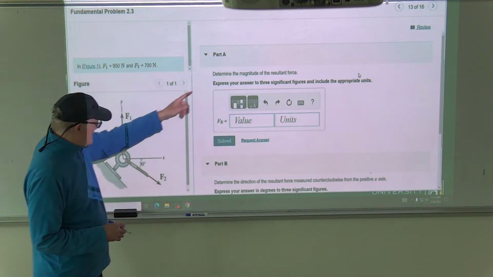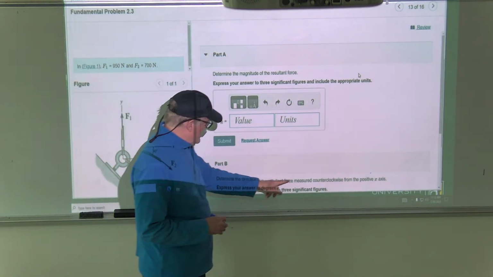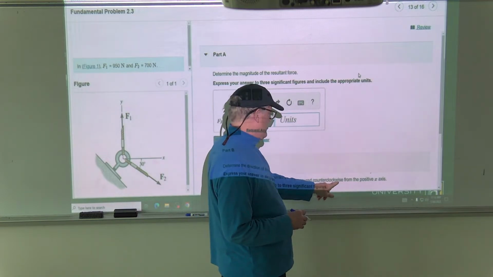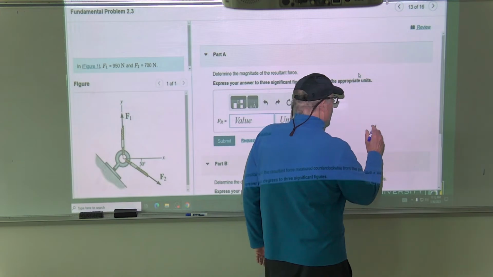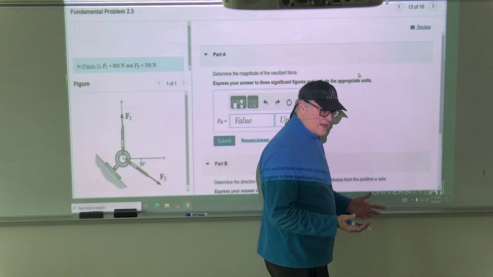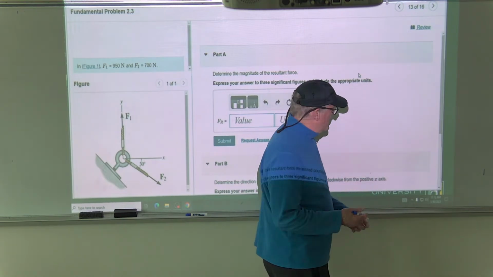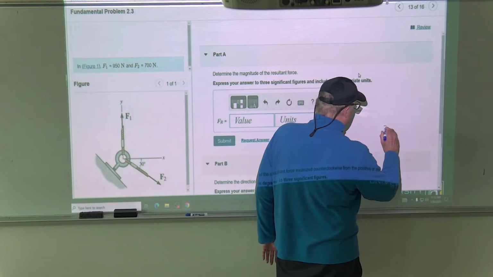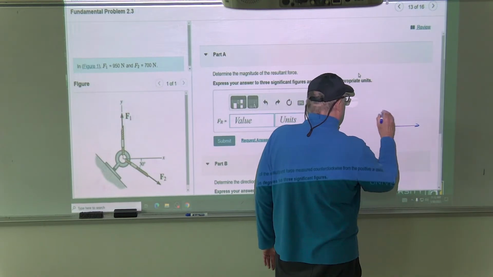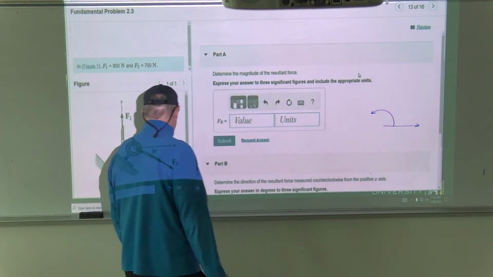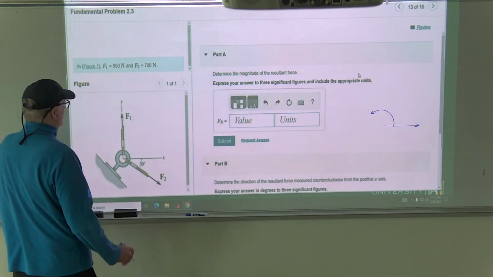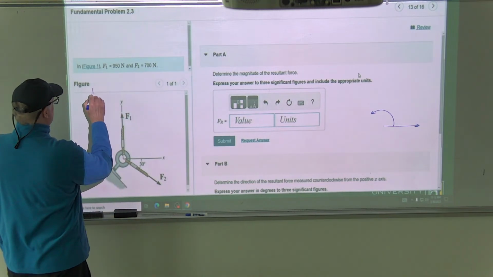Okay, so determine the magnitude, determine the direction of the measure counterclockwise from the positive x-axis. This time, last time was clockwise, right? Wasn't it clockwise, or did I read that wrong? Anyway, now he's wanting it to be counterclockwise. Okay, so in this case, it's a little bit easier.